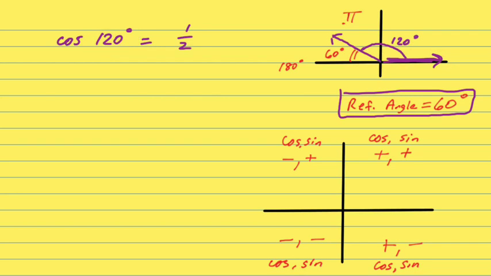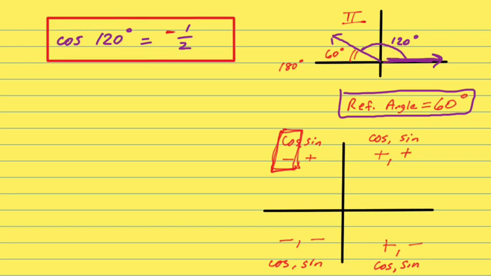It's in quadrant 2. What sign should the cosine be? Negative. So the cosine of 120 degrees is negative 1/2. Some people teach it with the signs like I do in each quadrant. Other people teach it this way.